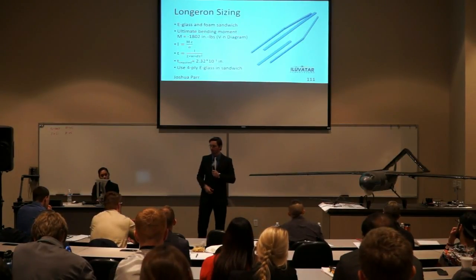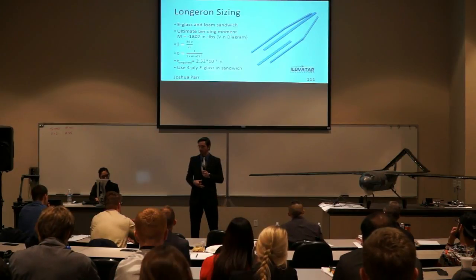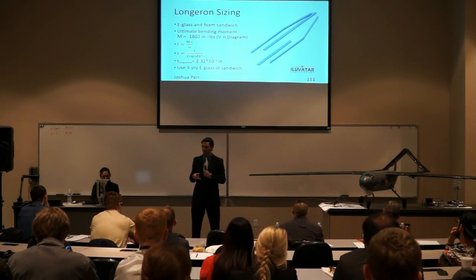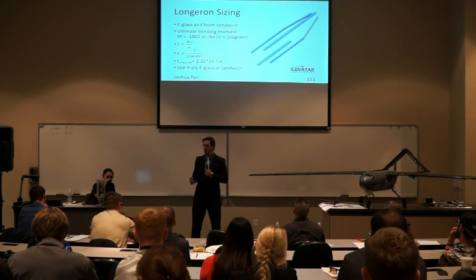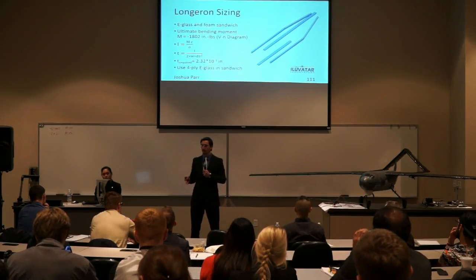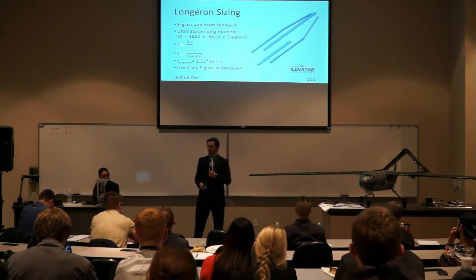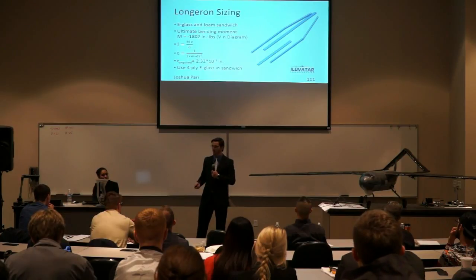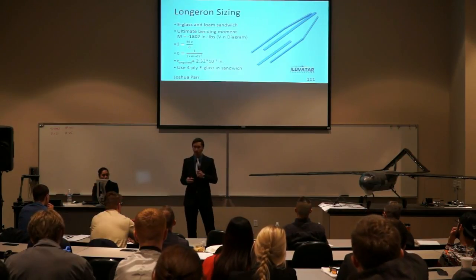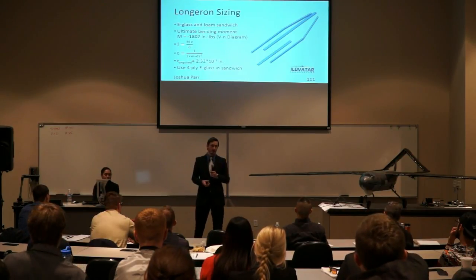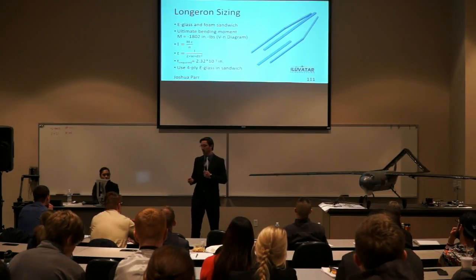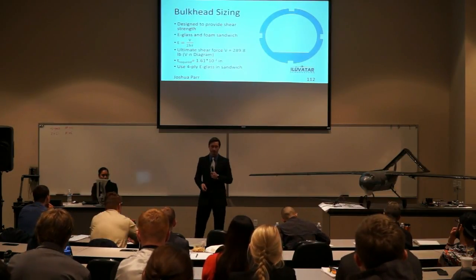The ultimate bending moment that we predicted to have to withstand is 1,802 inch-pounds. Then you can see the required moment of inertia equation. We put the required moment of inertia into the required thickness equation to get a required thickness that's shown on the screen. Now that's incredibly small, and so we end up using 4-ply e-glass, which has an overall thickness of 0.1 inch. So we're plenty strong in that area.